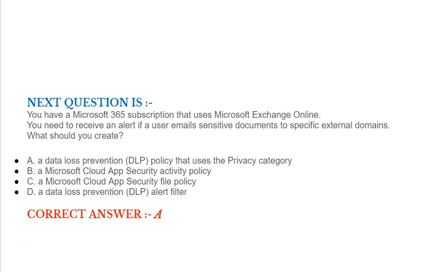Next question is, you have a Microsoft 365 subscription that uses Microsoft Exchange Online. You need to receive an alert if a user emails sensitive documents to specific external domains. What should you create? Option A. A data loss prevention DLP policy that uses the privacy category. Option B. A Microsoft Cloud App Security Activity policy. Option C. A Microsoft Cloud App Security File policy. Option D. A data loss prevention DLP alert filter. Correct answer is option A.